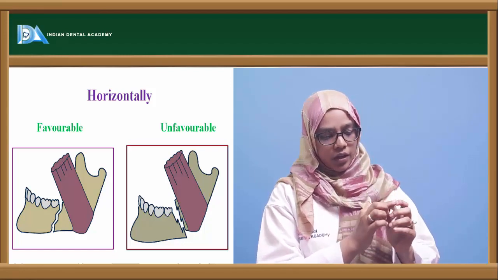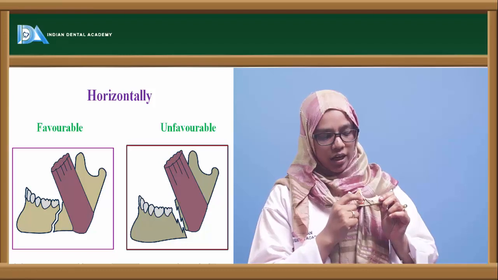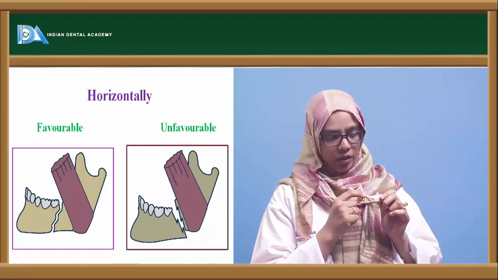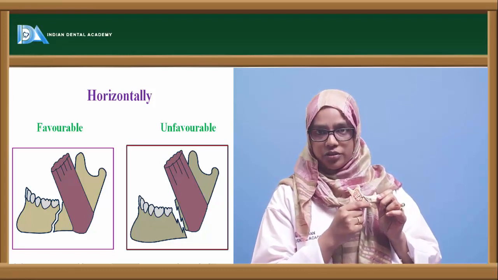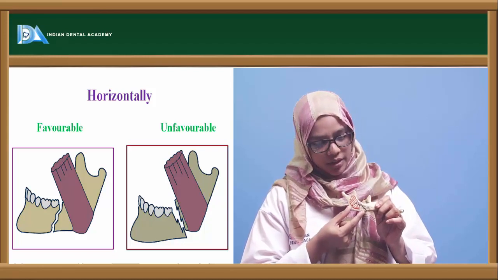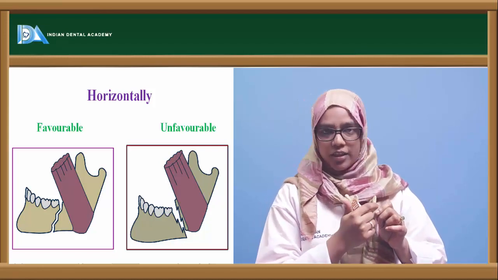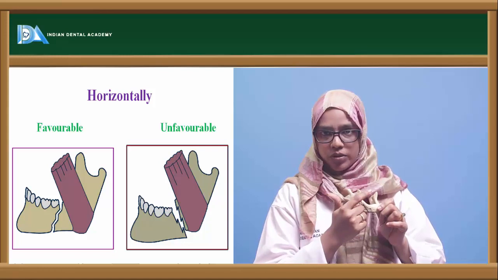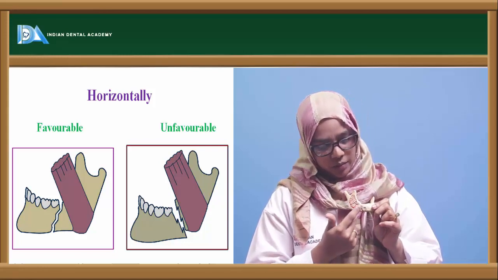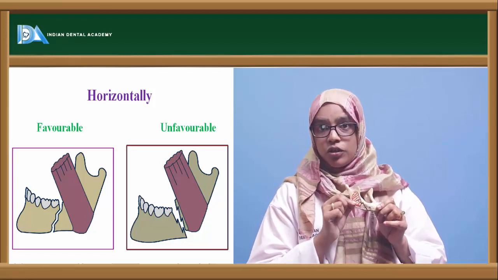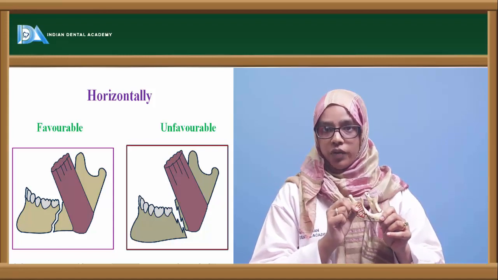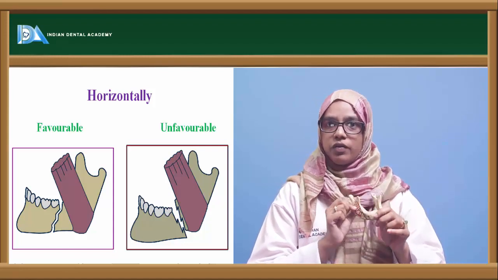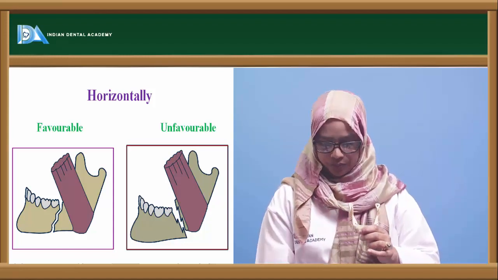In a similar way, if your fracture line moves from the alveolus downward and forward, here the posterior segment is getting hindered because the anterior segment will occlude to the opposing teeth, and there is mechanical obstruction to the posterior segment. So your posterior segment will not move upward. Thus, this is a favorable horizontal fracture.